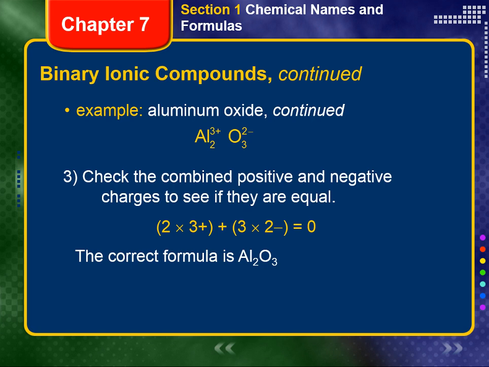Multiplying the charge by the subscript shows that the charge of the two Al3+ cations, 2 times 3+, is equal to 6+, equals the charge on the 3 O2- anions, 3 times 2-, which is equal to 6-. The largest common factor of the subscripts is 1, so the correct formula is therefore Al2O3.